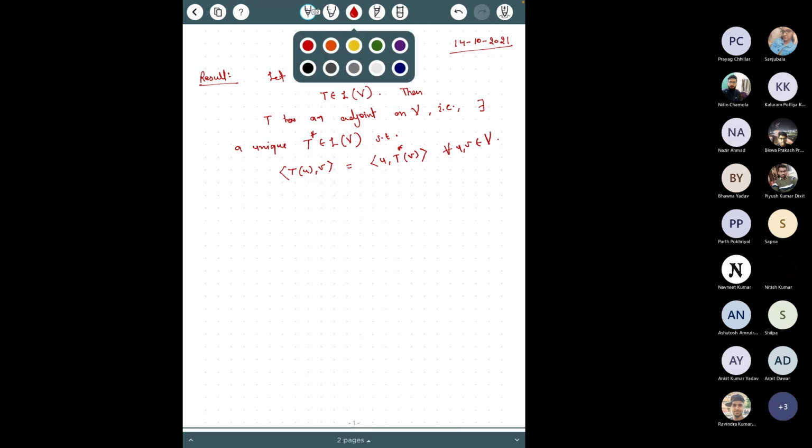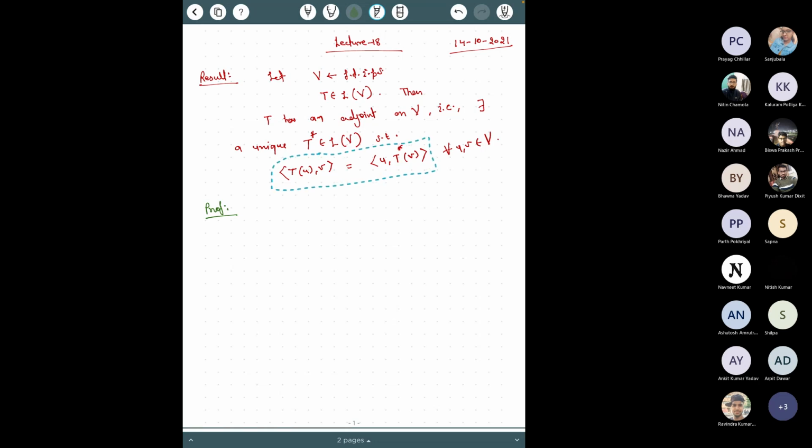Okay, so let us prove this. What we have to do in the proof is find a linear operator on V, a T star, such that this relation is true. We have to keep this in mind while defining this operator T star. So we want a linear operator on V such that this relation is true.